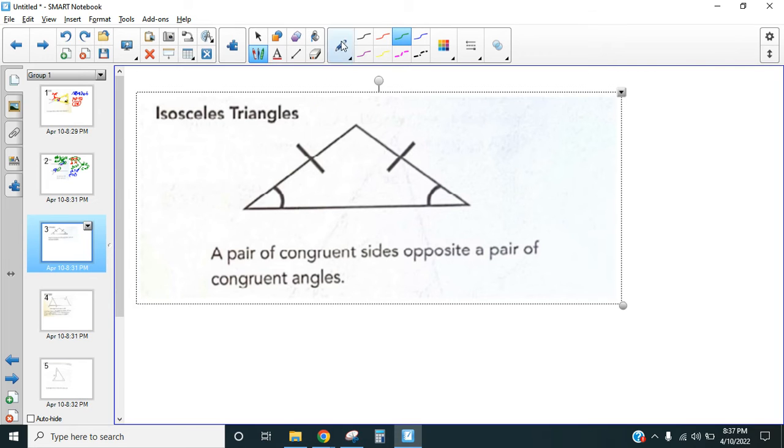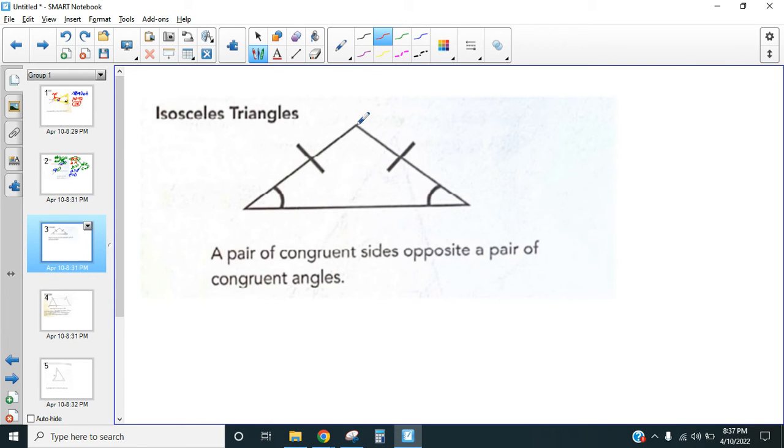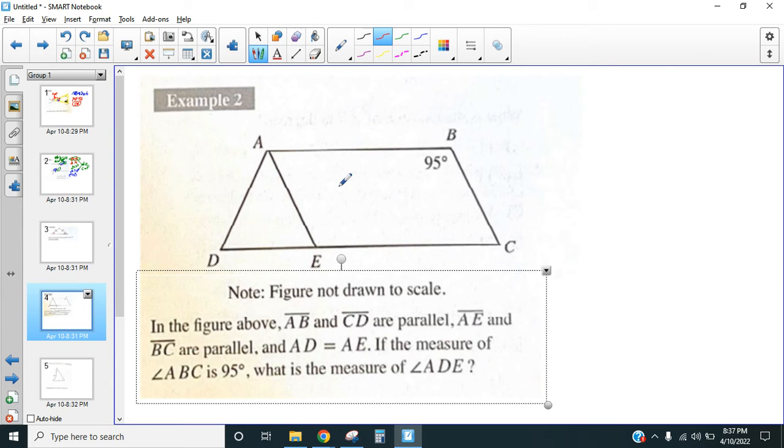The next thing we're going to see is an isosceles triangle. Isosceles triangles have two congruent sides. They also have two congruent angles that are opposite from each other. Okay, so looking at example 2, we're going to use that idea.